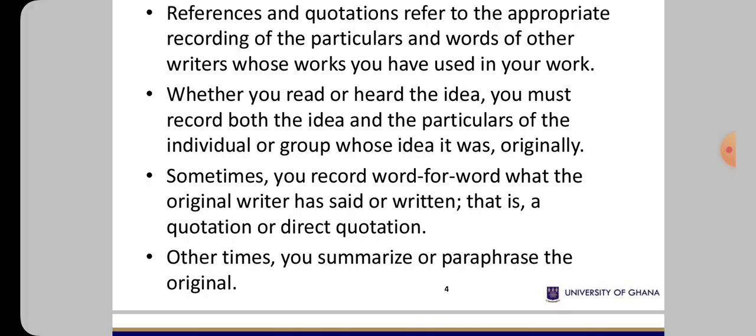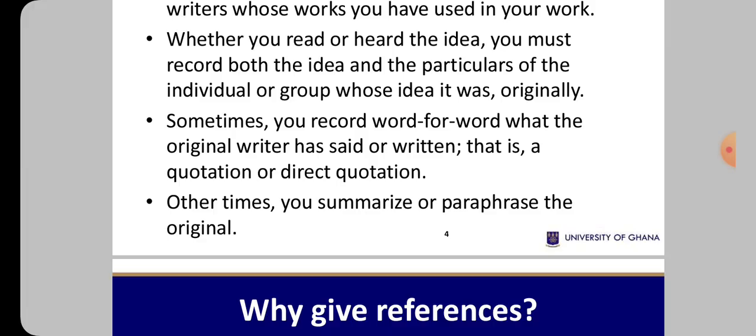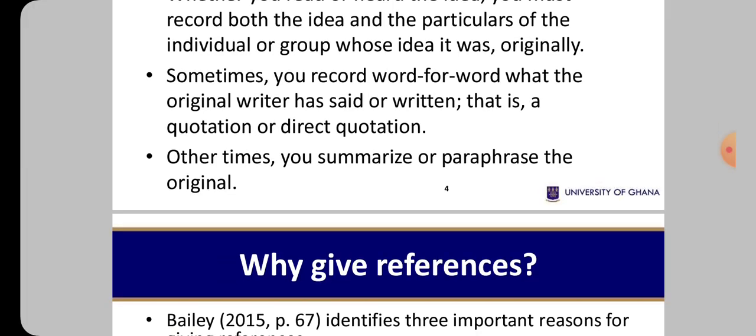Also, whether you read or heard the idea, you must recall both the idea and the particulars of the individual or group whose idea it was originally. So the original word, where you got it from, you must record it and appreciate the person. Sometimes you record word for word what the original writer has said or written. It is what we call quotation, or direct quotation.